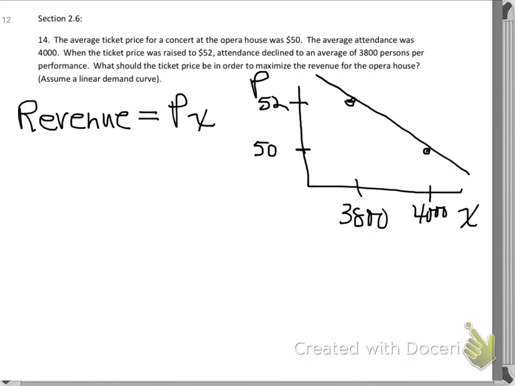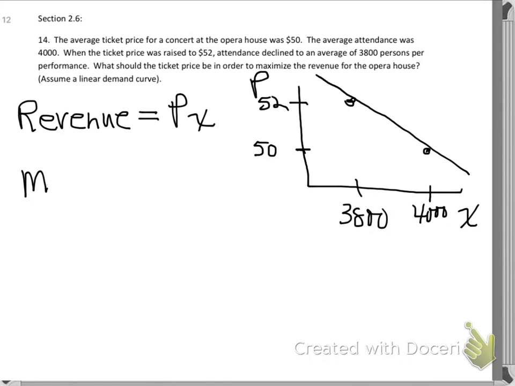So it's a linear demand curve. So what is the demand? What is the function? What does it look like? So, how am I going to figure this out? Well, I think the first thing I'm going to do is figure out the slope. So what's the slope of that line? So slope is rise over run. So let me just do that.